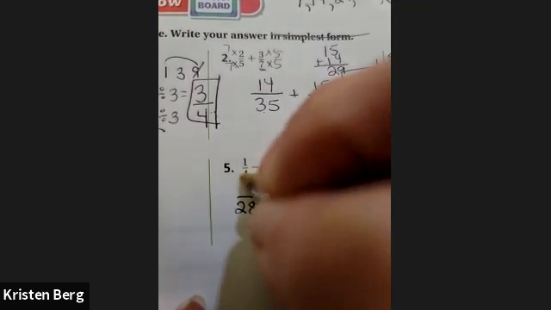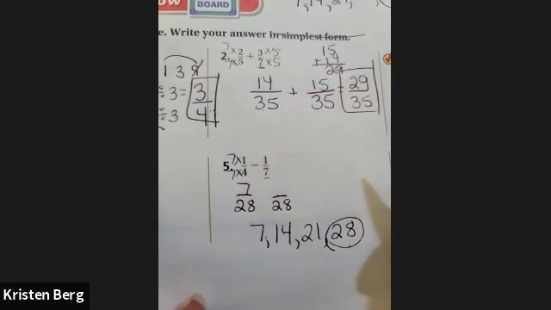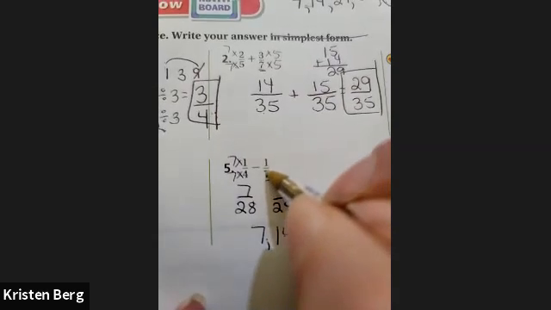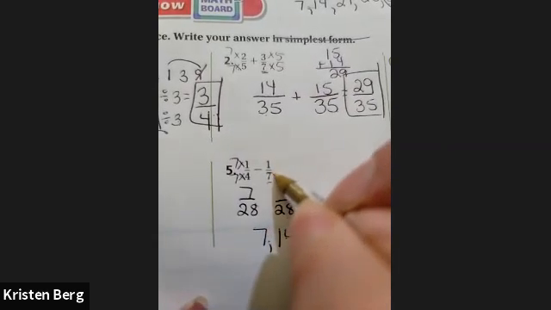So 4 times what will give me 28? I should times this by 7 and this one by 7. That would be 7 over 28. What can I do to a 7 to get it to 28? I would times it by 4.